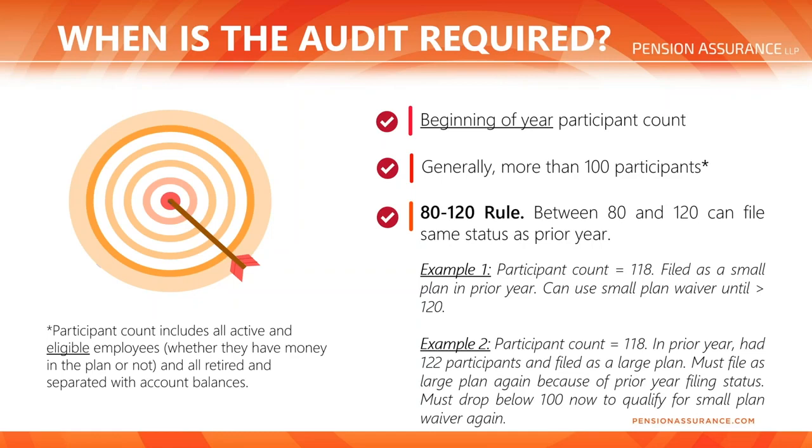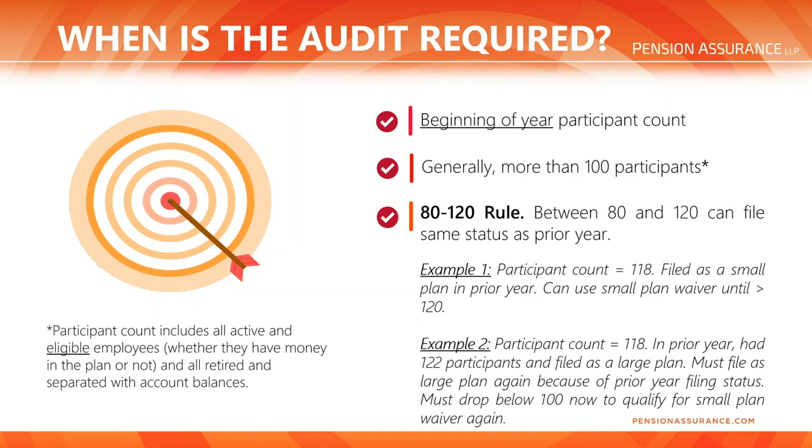Now, the exception to that 100 is the 80-120 rule. This 80-120 rule was put into place because the DOL does not want a company that's hovering at that 100 employee, or active or eligible employee mark every year, to be teetering and tottering between having a plan audit one year and then not having a plan audit the following year if you go below 100. So they made this rule for a company that's basically ramping up and growing. You've got a company with 80 eligible employees, and it jumps up to 90 and then 100 and goes over 100, and then it's hovering around that 100 mark. They don't necessarily require the audit just because you went over 100.